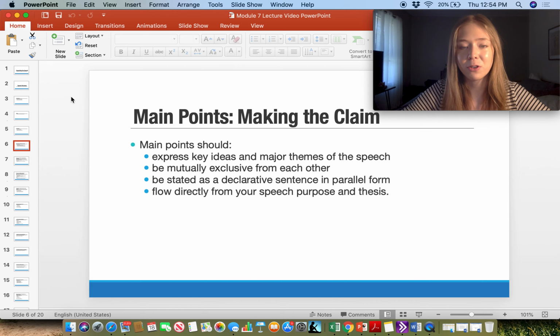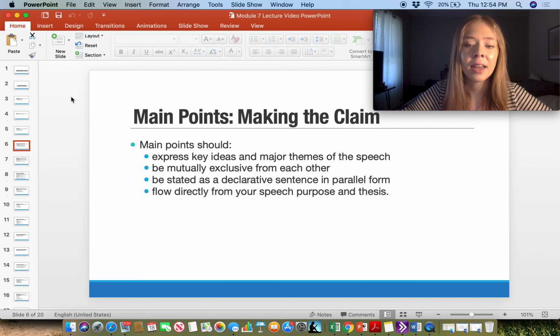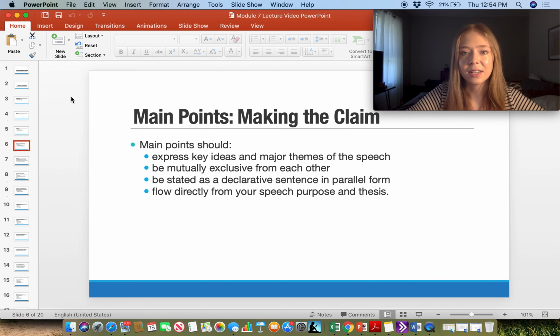They have to be mutually exclusive from each other, so make sure that we can actually distinguish the difference between those main points, and it's not just one giant point that you're trying to make. They need to be stated as a declarative sentence in parallel form. We'll talk about transition statements, but parallel form just means that you state them the same way. For example, first I'm going to talk to you about X, and you state your main point, and make sure they're all in a single declarative sentence.